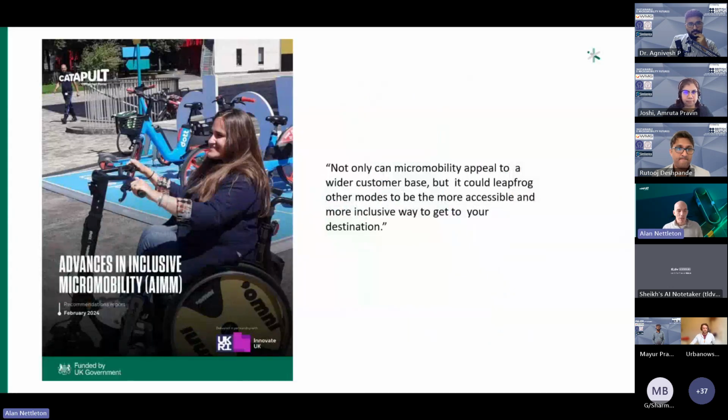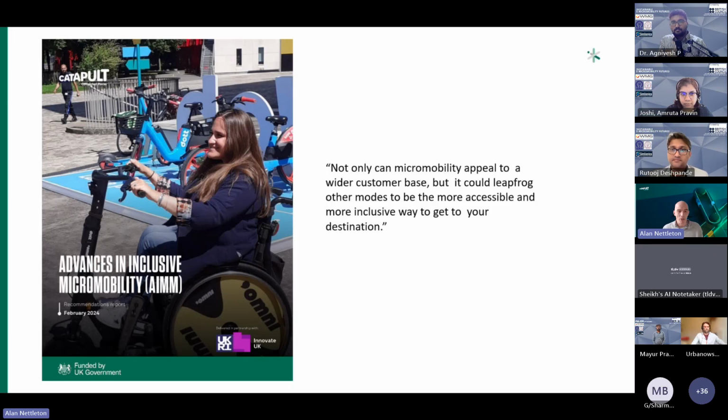A couple of years ago, we led a report with input from WMG and Cenex and a steer group in the UK, looking at advances in inclusive micromobility. How can we broaden the appeal of micromobility and cater to a wider customer base? As the quote says, it could be a leapfrog for other modes to become more accessible and a more inclusive way to reach your destination. But how do we do that?